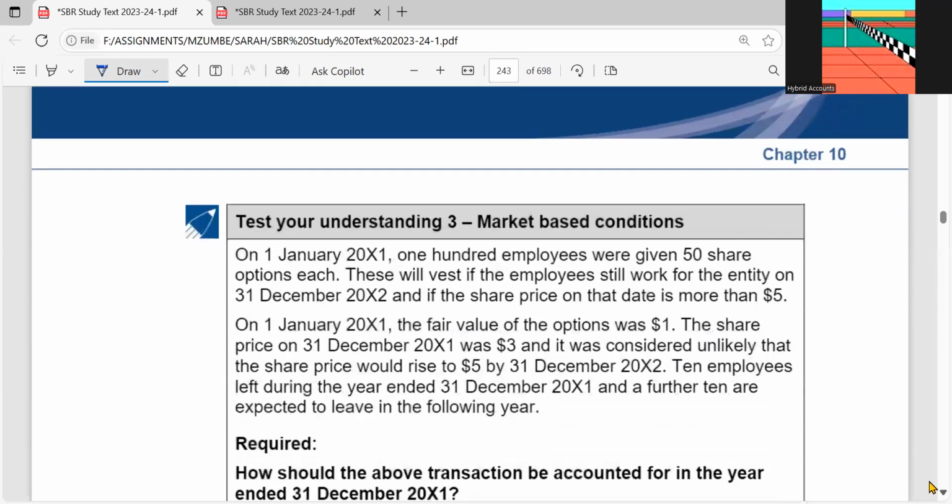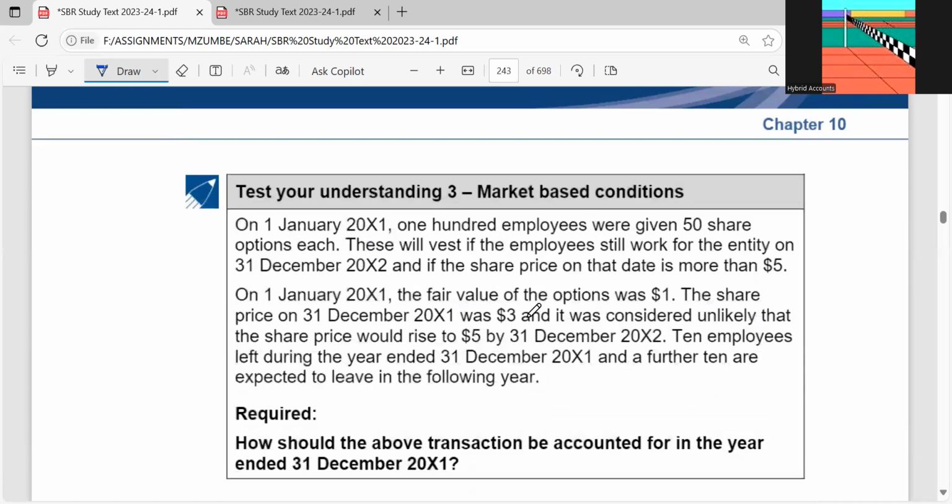Let's see this example on market based conditions. The question says, on January 2021, 100 employees were given 50 share options each. All right, this is fine. This will vest if the employees still work for the entity on 31st December 2022. How many years? Whole of 2021 and whole of 2022. So it's a total of 2 years. But also, this is the service condition, but you are told that if the share price on that date is more than $5, you see, share price, it is obviously a market-based condition, so we won't care.